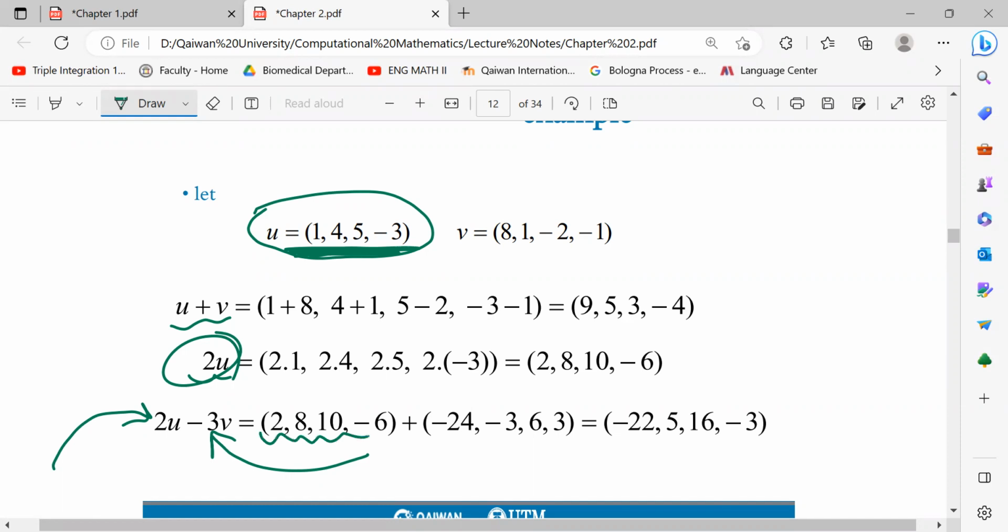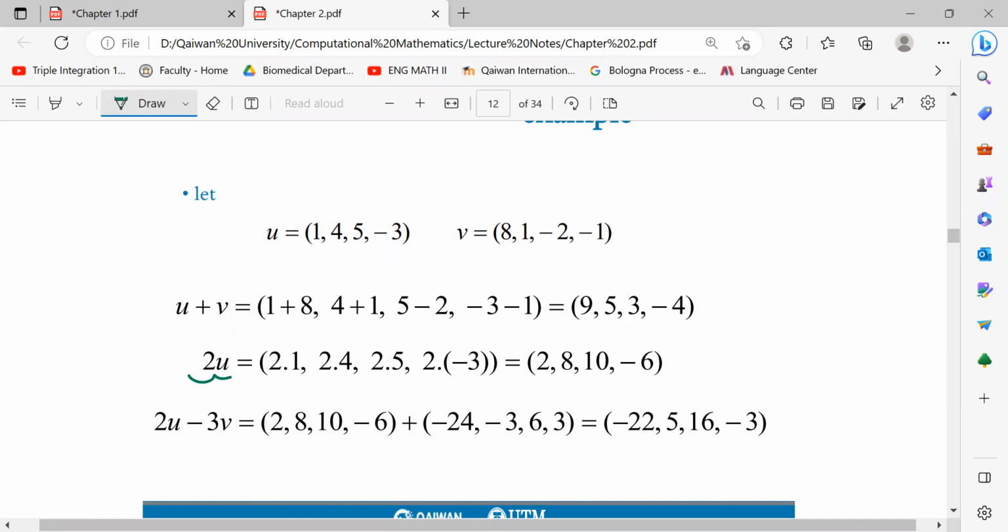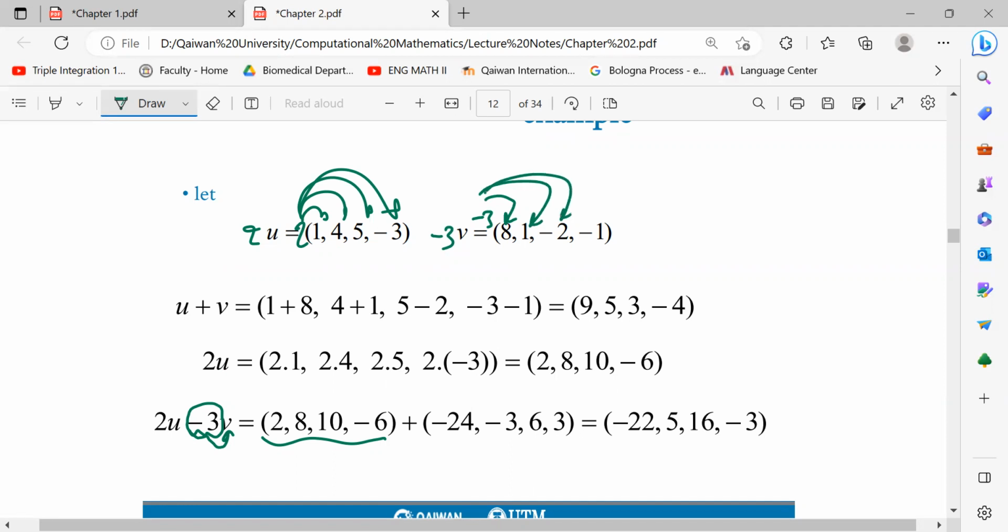Look, this is 2 times u. If we multiply u by 2, what do we get? We get 2 times 1, 2 times 4, 2 times 5, 2 times negative 3. We get this vector. Then plus negative 3 multiplying by v. We just multiply this by negative 3: negative 3 times 8, negative 3 times 1, times negative 2, times negative 1. We get this vector. Now we add these two.